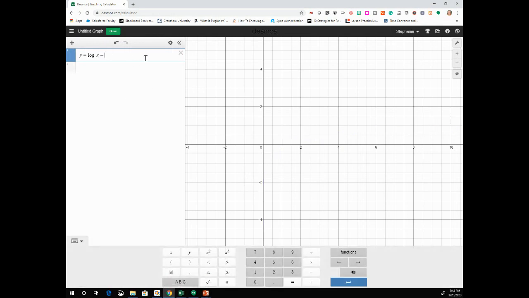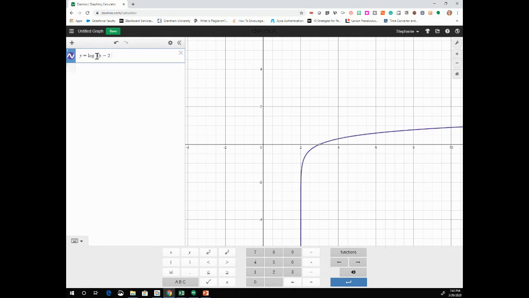If I write minus 2, if there's no parentheses, that's a vertical shift. So you can see that moved it down. That moved our graph down. So I had up here, and then I moved it down 2.